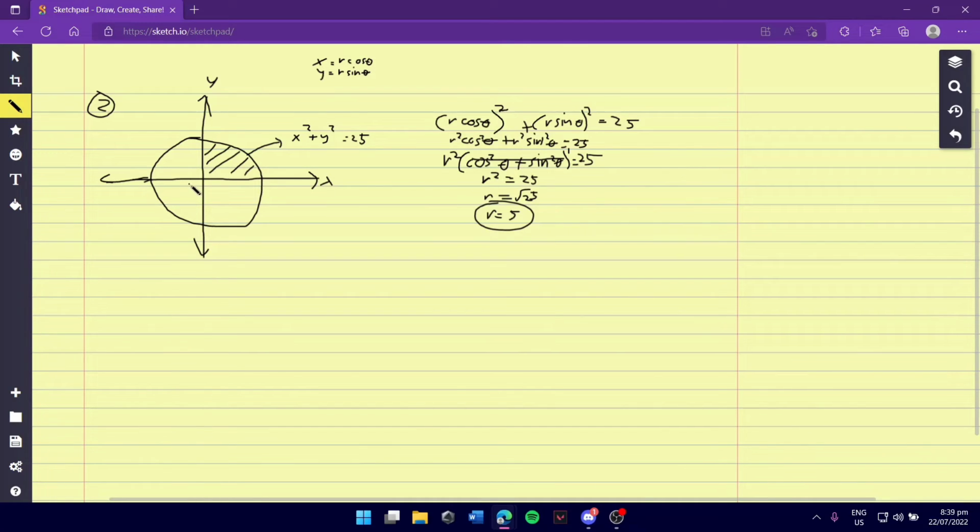Circle pa ni gali. So we will solve for the area. So we take out a sector here, a quarter of a circle. Dapat ka mo dyan. Right there.